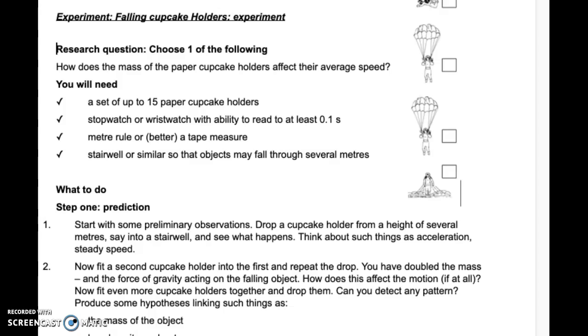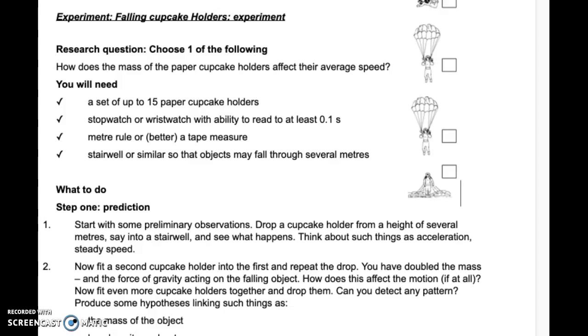Now you will be given a set of 15 cupcake holders, or you'll have to make 15 little cones, a stopwatch or a mobile phone you can use to time, a meter ruler or a tape measure, and a stairwell or similar so that objects can fall through quite a large height.